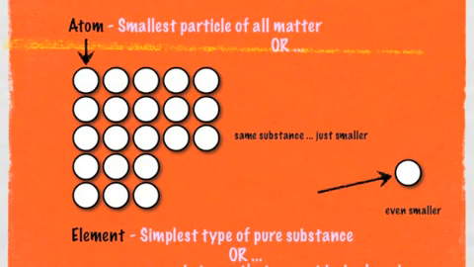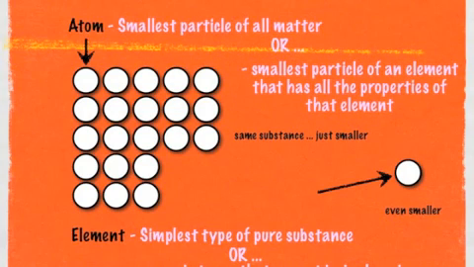So another way in which you can define an atom is that it is the smallest particle of an element that has all the properties of that element, all the physical and chemical properties. That one small atom on the right has all the same properties as the rest of the element over on the left side of the screen. So an atom is the smallest particle of all matter. It can also be defined as the smallest particle of an element that has all the properties of that element. That phrase, that has all the properties of that element, is a key phrase there.